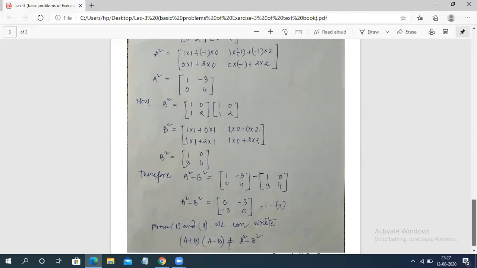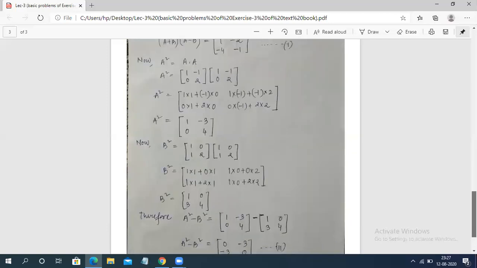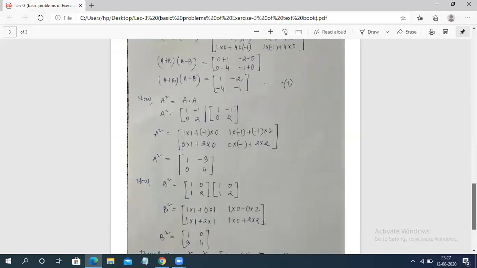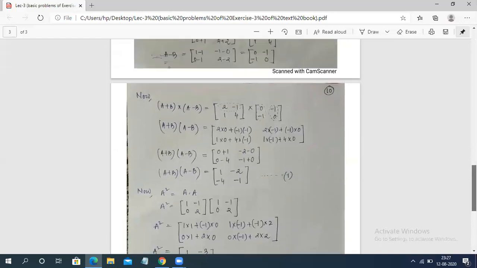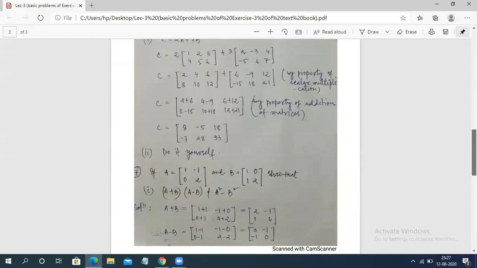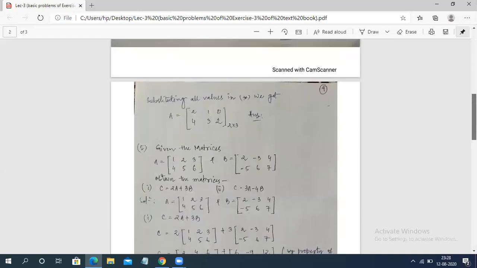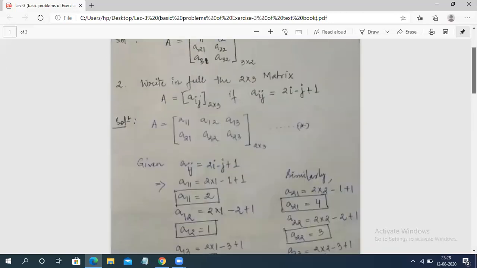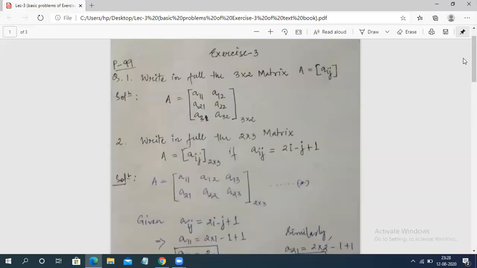There are many more problems in this exercise, but we will discuss them later on, after discussing some more concepts related to matrices. And the next lecture follows to the topic determinants, cofactors and minors. We'll discuss it in the next lecture.